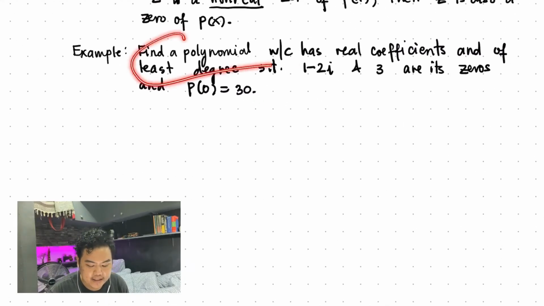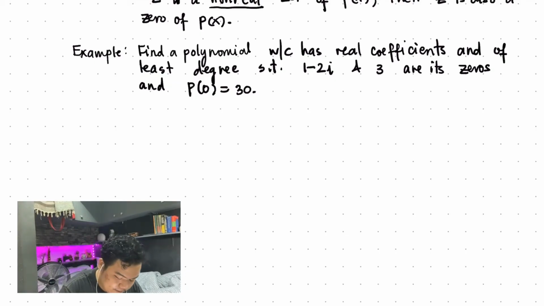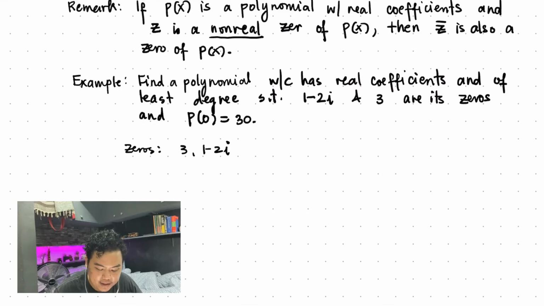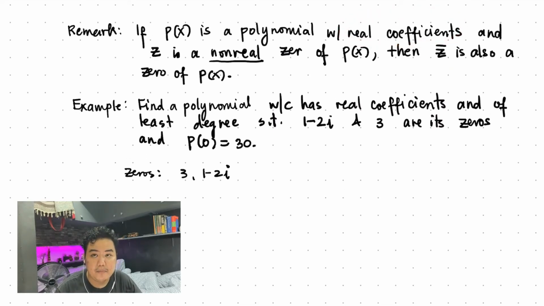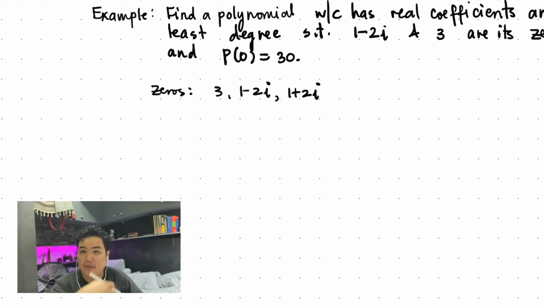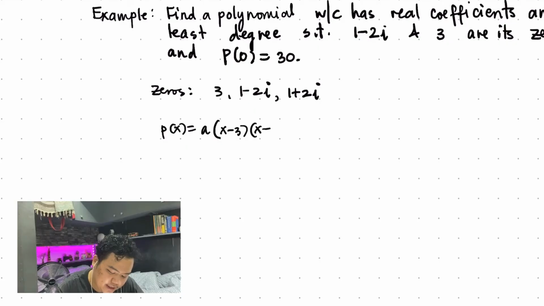So, mas madali siyang mag-gets kung meron tayong example. So, find a polynomial which has real coefficients and of least degree such that 1 minus 2i and 3 are its zeros and P of 0 is 30. So, kung ang zeros niya ay 3 plus 1 minus 2i and you want your polynomial to have real coefficients, sabi ng remark, kapag real coefficients, yung zeros mo come in complex conjugate pair z, z bar. So, ito yung z mo, ang z bar mo ay yung conjugate niya which is 1 plus 2i. And then, i-apply na natin yung parang ginawa natin sa previous example. Yung p of x mo is a constant, x minus the root, x minus 1 minus 2i, x minus 1 plus 2i.